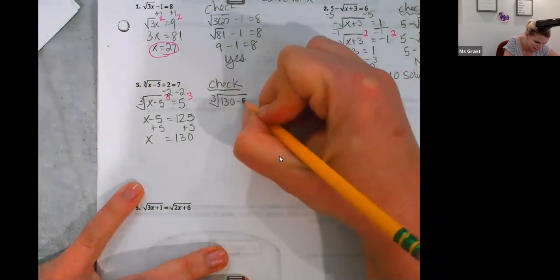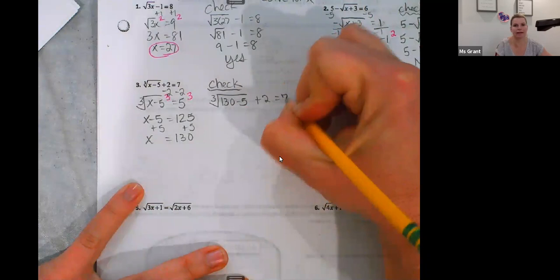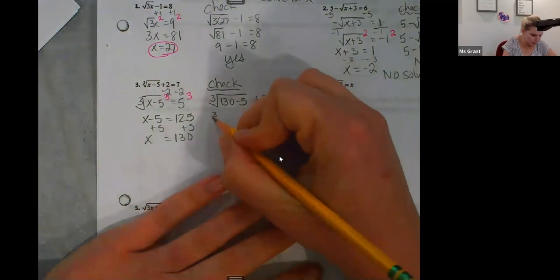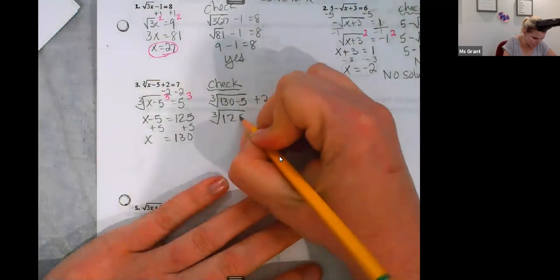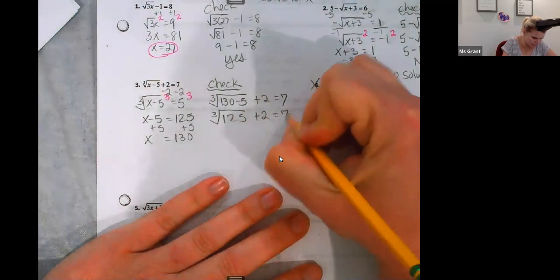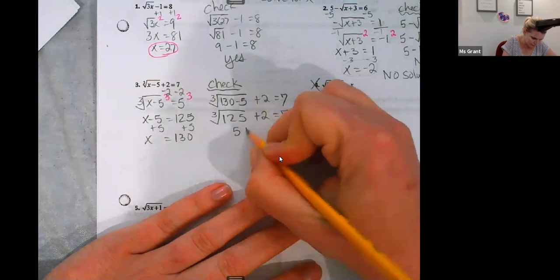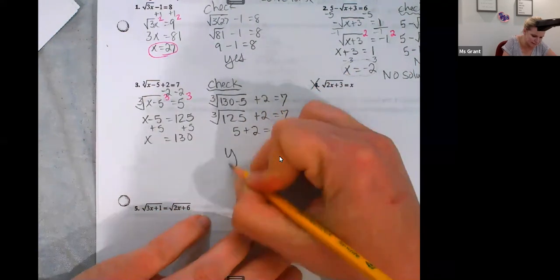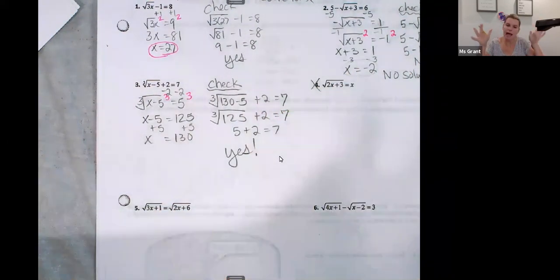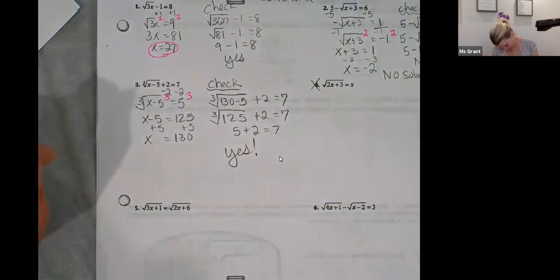130 minus 5 plus 2 equals 7. So 130 minus 5 is 125, plus 2 equals 7. Yes! Yay! Good job.